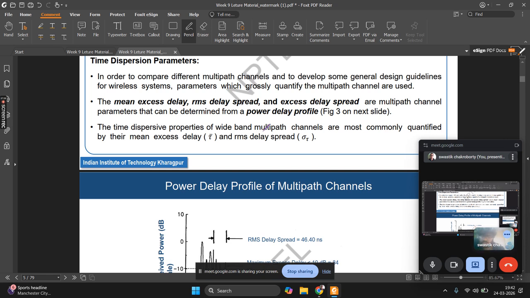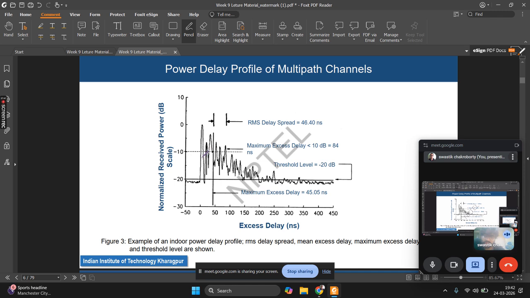Now, the mean excess delay. Here you can see a power delay profile. At 0, you are supposed to get the line of sight. The signal you are receiving at 0 is your 0 dB, your reference line. All the power that you will be getting henceforth will be based on this reference.